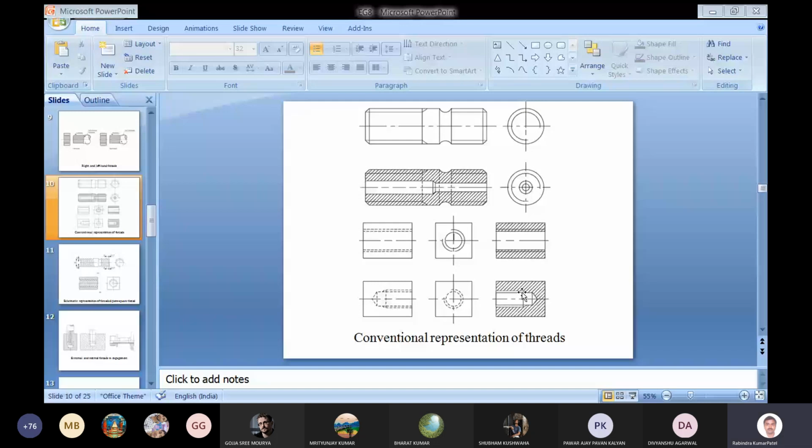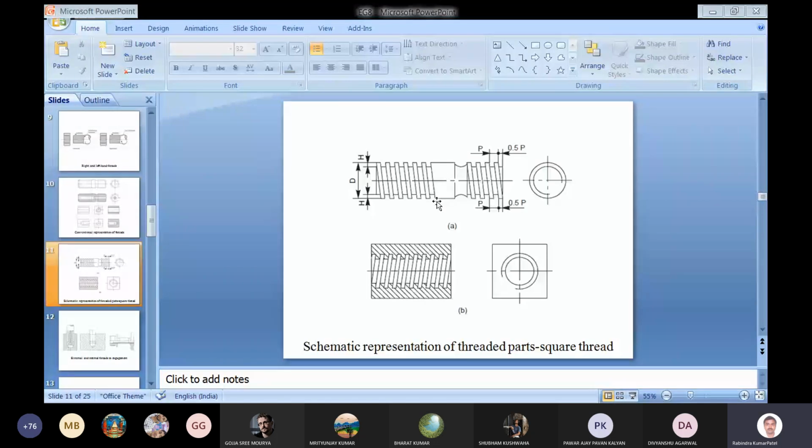This is another representation, of the square thread, where the square external thread has been shown here, and the side view is similar to previous cases, and the internal thread for the square thread has been shown here. Again the side view is the same: the inner circle is complete, and the outer circle is broken in this case.